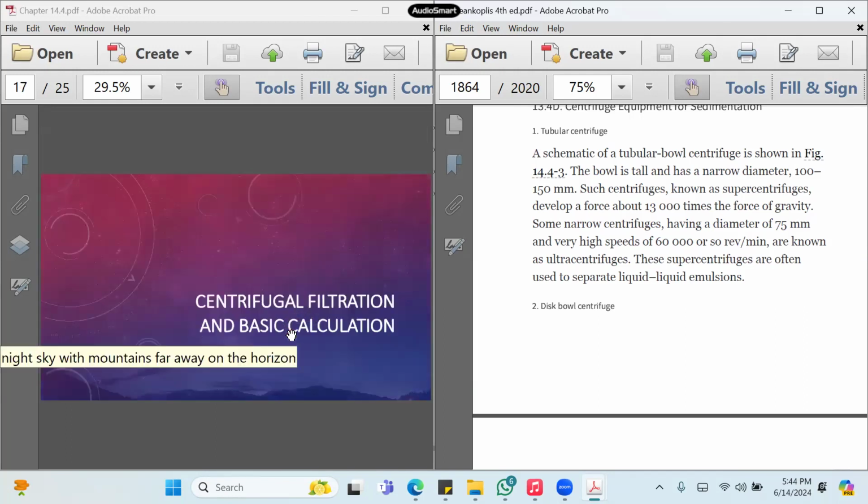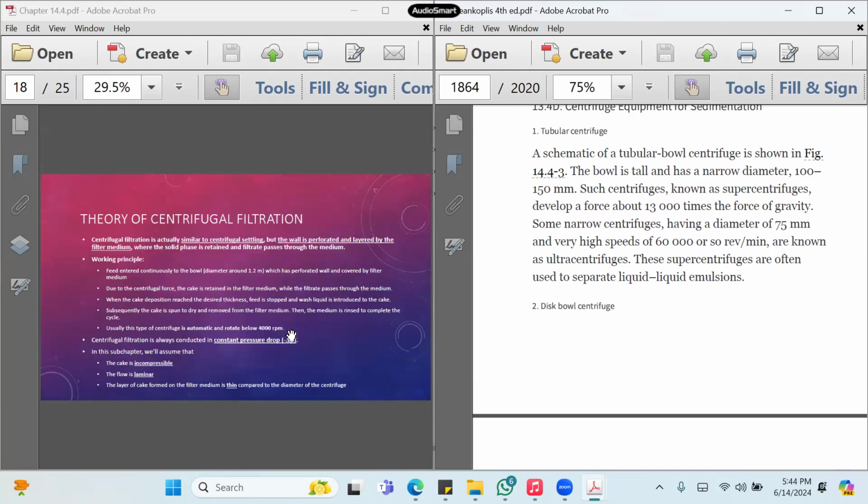Okay, so we are done with centrifugal settling. Now we go to centrifugal filtration. Centrifugal filtration is similar to centrifugal settling. However, the wall is perforated, meaning it has holes, and these holes are layered with a filter medium. This filter medium retains the solid phase while the fluid passes through the medium.